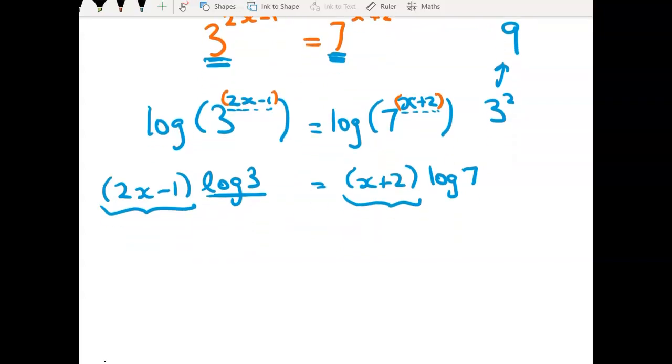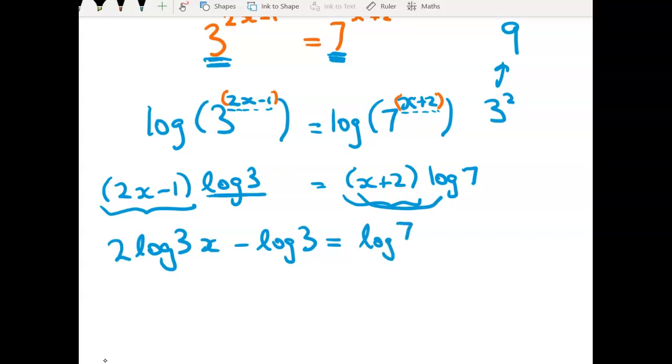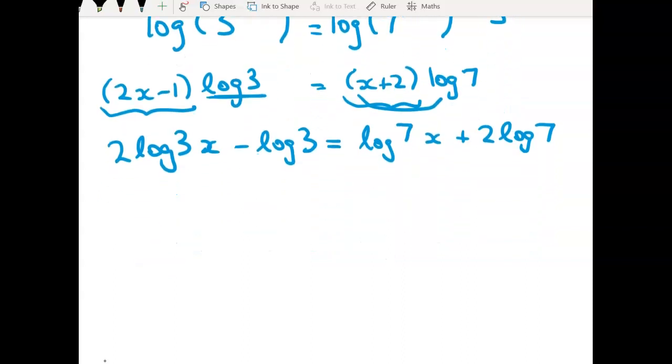So we have to have those brackets around those factors, otherwise things are going to go wrong. Remember that log 3 is just a number. So I can expand this out like we did back in year 9, and I'm going to get 2 log 3 x minus log 3, and on the right hand side I get x times log 7, which is log 7 x plus 2 log 7. What we want to do is to solve to get a value of x, just like we did back in year 9.